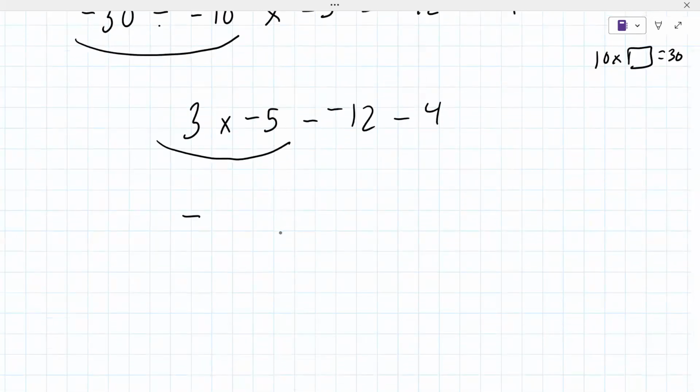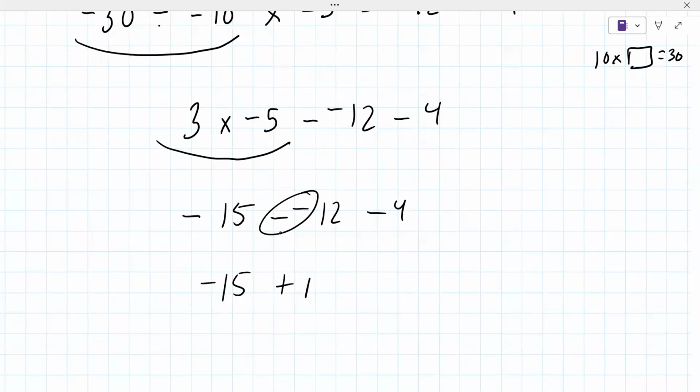What is 3 times 5? 15. Okay. Minus a -12 minus 4. What does the double negative become? A positive, so it's going to be 15 plus 12. Okay, what does that become?